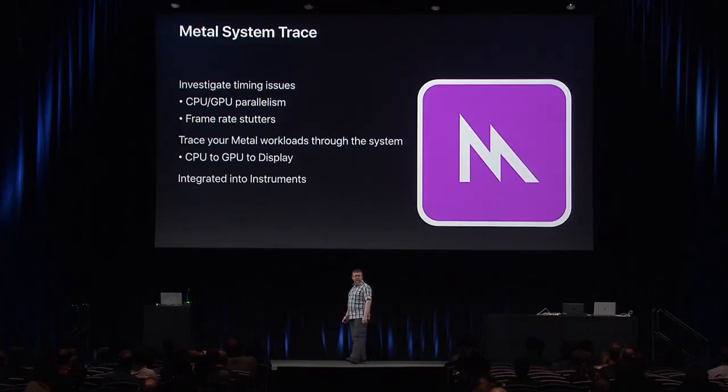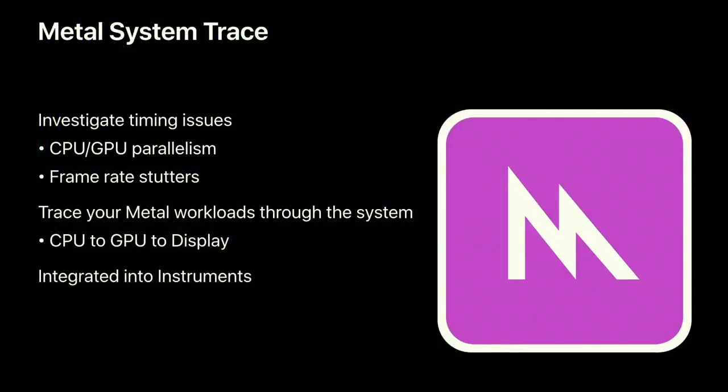The first tool I want to talk about is Metal System Trace. This is our tool for investigating timing issues, by which I mean investigating cases where the CPU and the GPU might not be running in parallel because you have some syncing operations by mistake and you're forcing them to work in serial. It's also great for investigating those cases where you're mostly achieving the frame rate you want, but occasionally you get a stutter and you need to figure out what's going wrong in that particular frame? It lets you trace your Metal workloads through the system, from CPU to GPU to display.